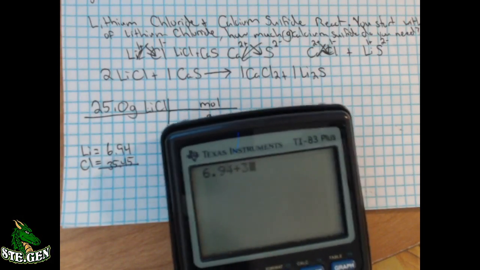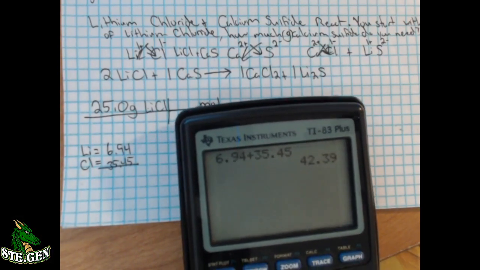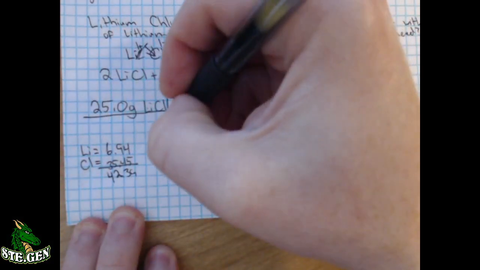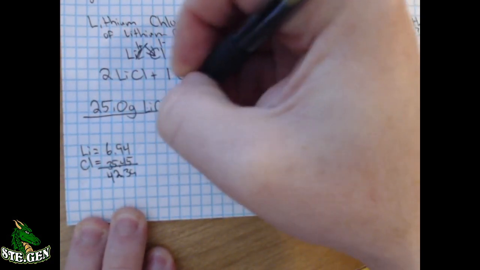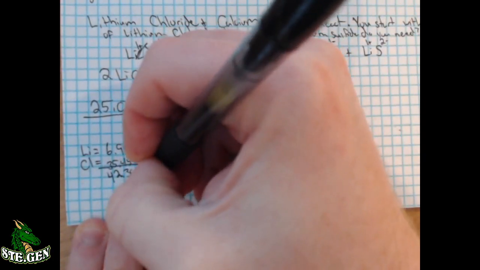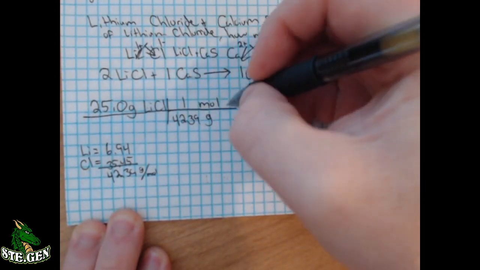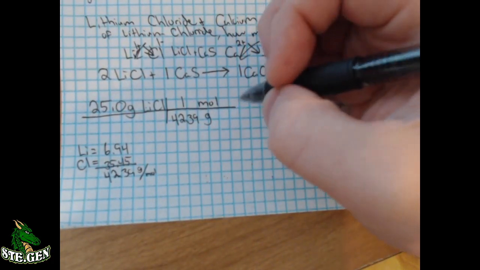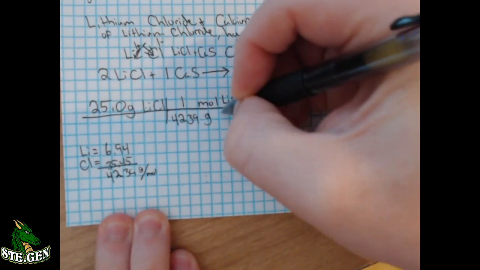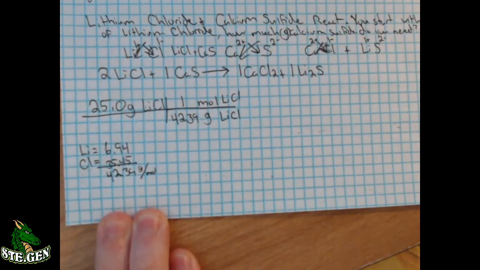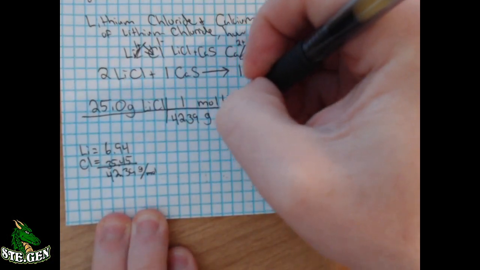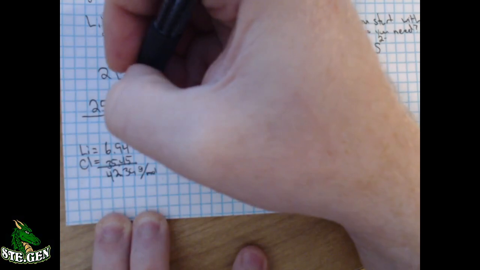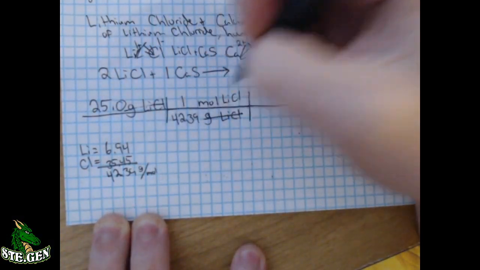6.94 plus 35.45, we get 42.39. So 42.39 grams per mole, so that's grams per 1 mole. And this time, because we're not just going to be keeping it with LiCl, I'm going to keep writing LiCl and attach it to every piece along the way that it's important to. Okay. So now we've converted from grams of LiCl to moles of LiCl.